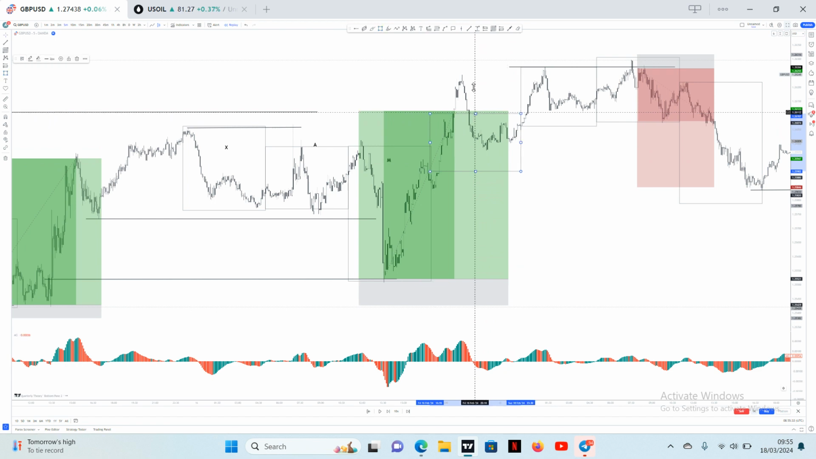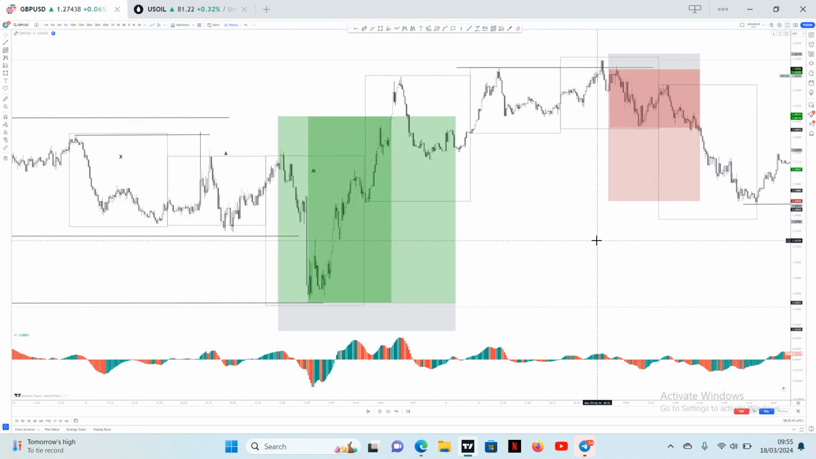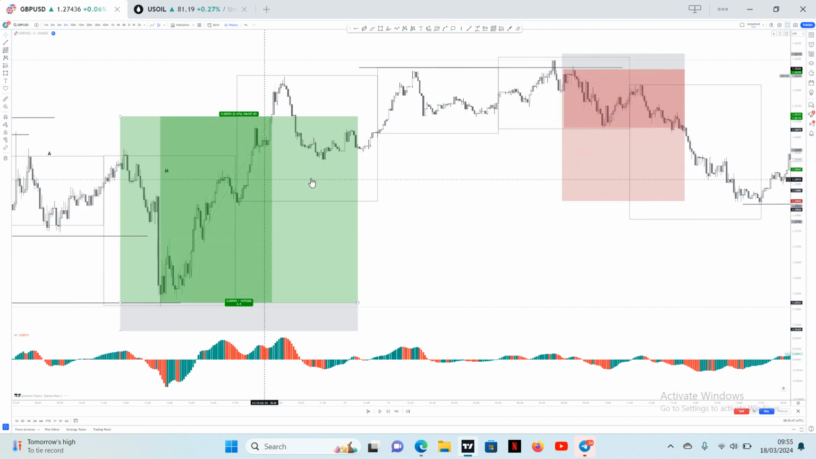Quarter four. Now, because it started from here, now distributed, of course, taking price higher and higher and higher. And that was it for this one.